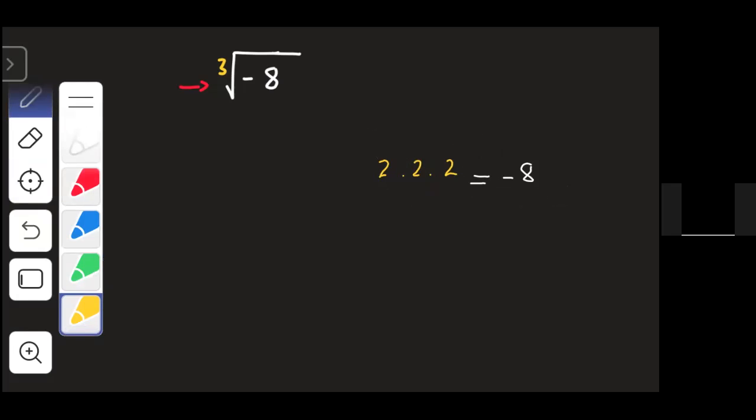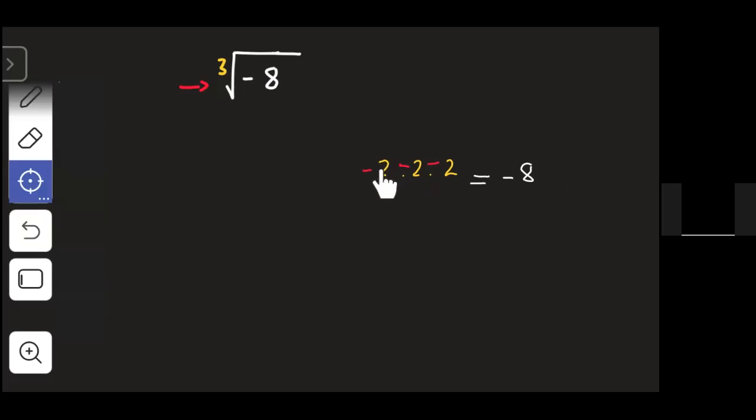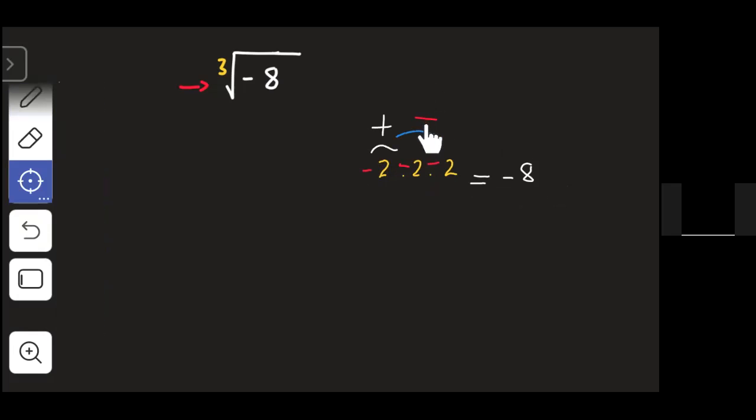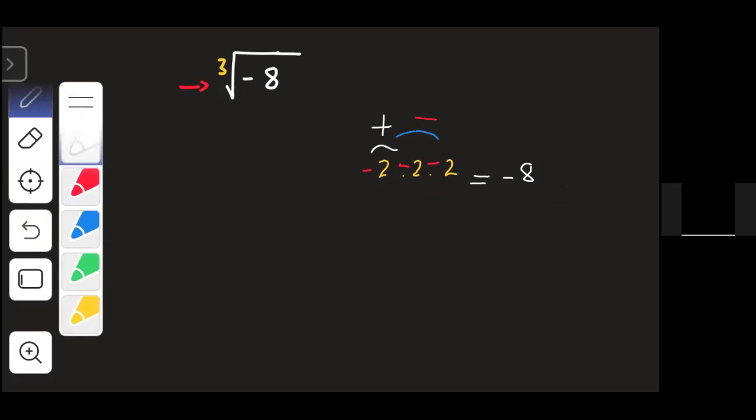So now let's try with negative. Let's try the negative version of 2. Negative times negative, what do I get? Positive. Here I get positive, times negative, negative. Yes, -8, which is exactly what I'm looking for, guys. Take a look, in this case we're not going to need the complex number, because the cube root of a negative number does exist. Have that in mind.